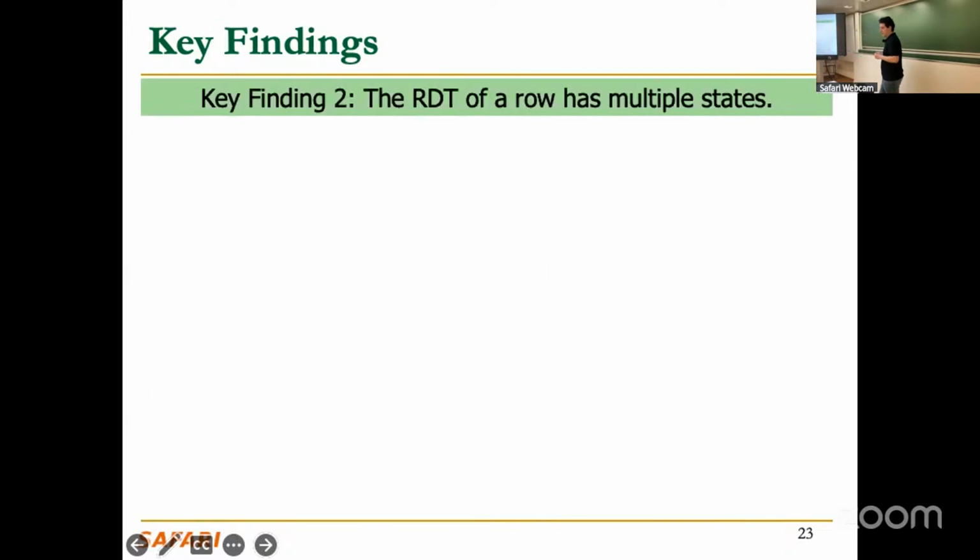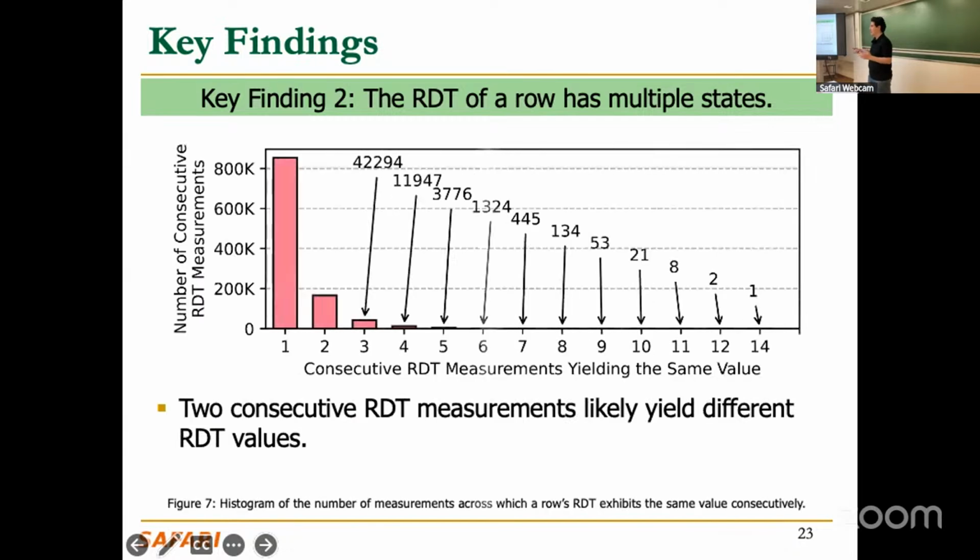And that brings me to the second key finding of this experiment, that these threshold values have multiple states. To illustrate that, we may assign each measurement a state. If these values change over time, we can say that there has been a state change. Here we have the histogram for the number of measurements across which a row's threshold value exhibits the same value consecutively. And we can clearly see by looking at the bars that the consecutive measurements yield different threshold values.